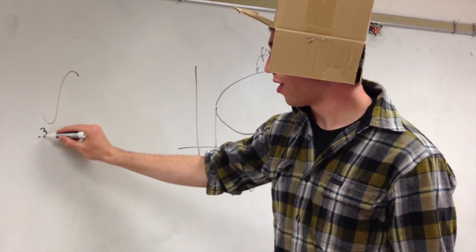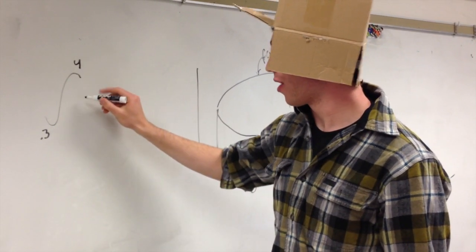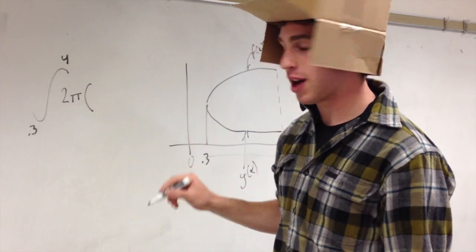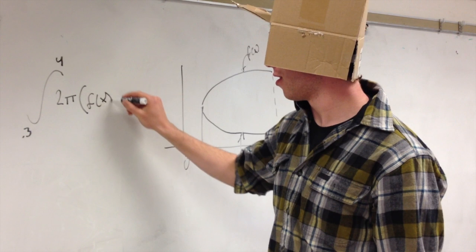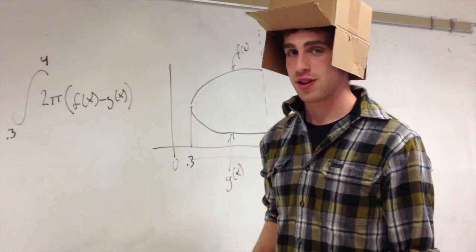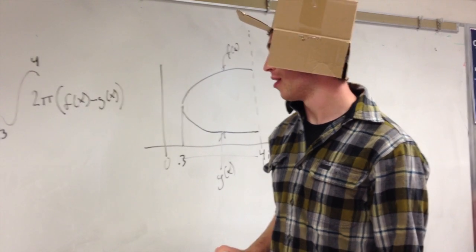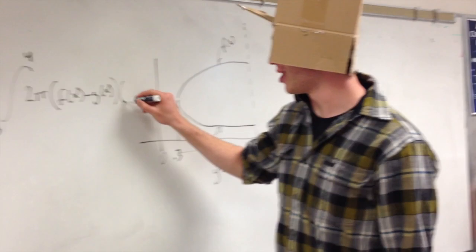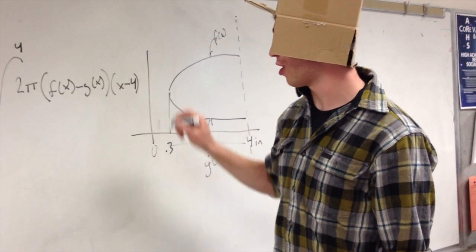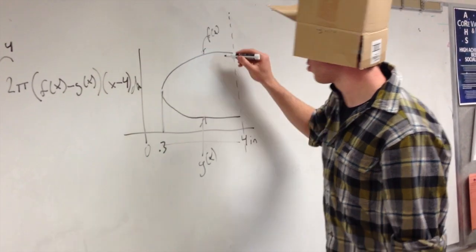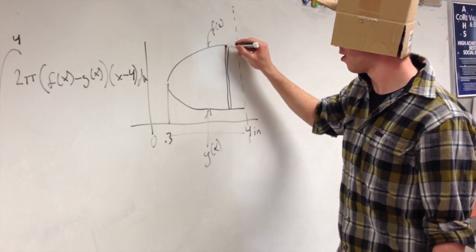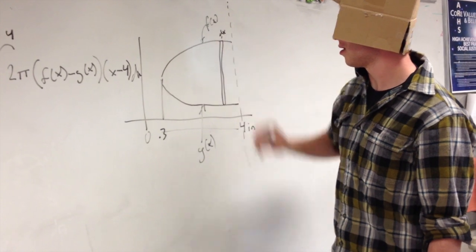From 0.3 to 4 of 2 pi times the height, f of x minus g of x, times the radius, which is x minus 4, times the width of each strip, which is dx. So we have a strip here, parallel to the axis of rotation. Its width would be dx.